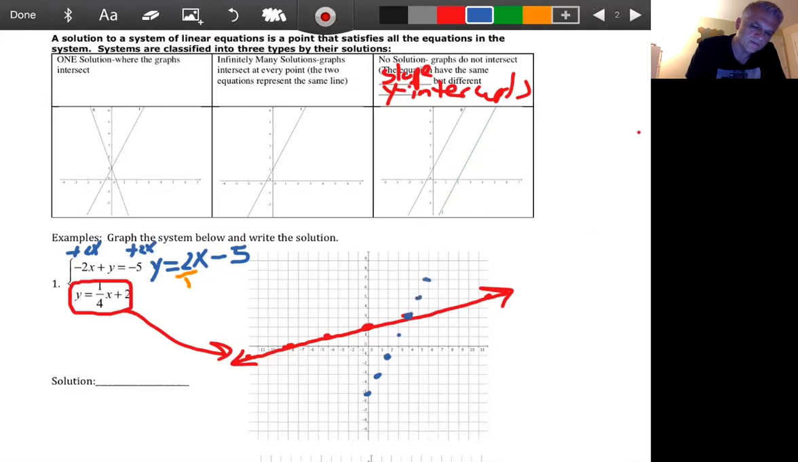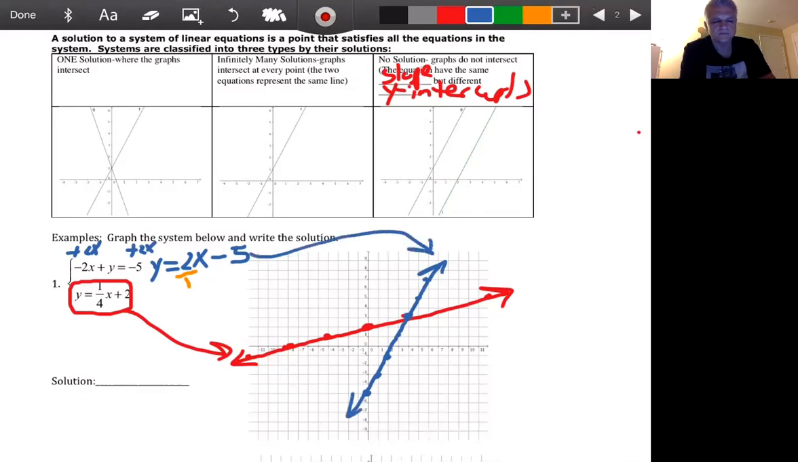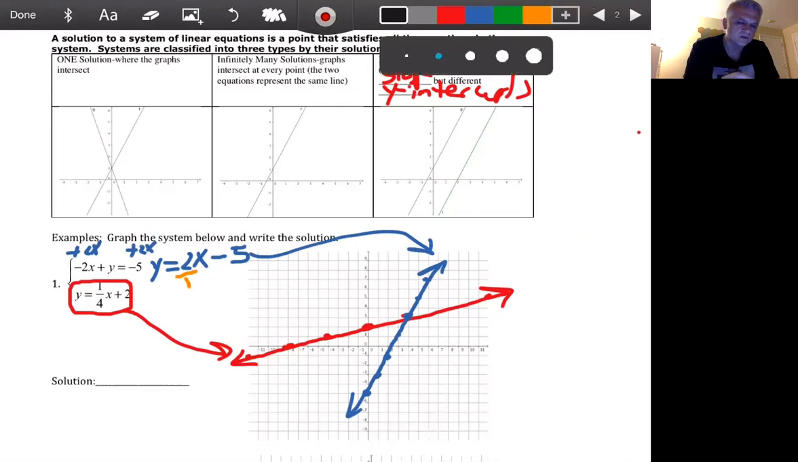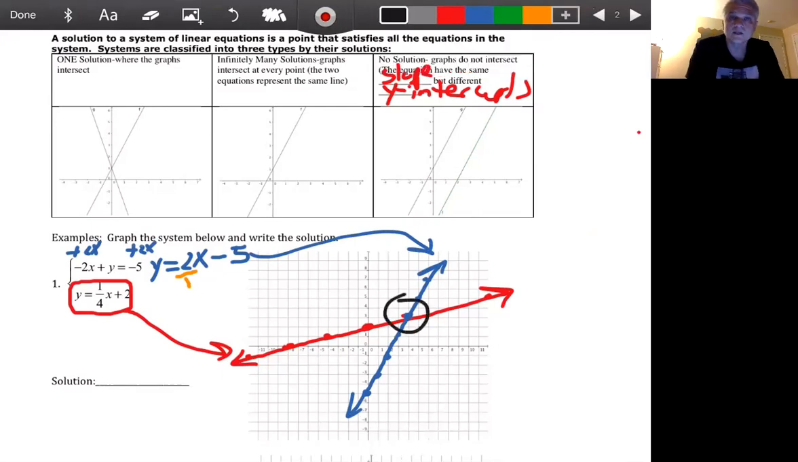We'll do a couple more. As long as you get their intersection, that's all you need for the solution. So that's y equals 2x minus 5. And lo and behold, there is one solution to this system. How do I know? Because there is an intersection at one point. Where is that? Well, take a look. 1, 2, 3, 4 to the right, and 1, 2, 3 up. So it looks like the solution is at 4, 3.